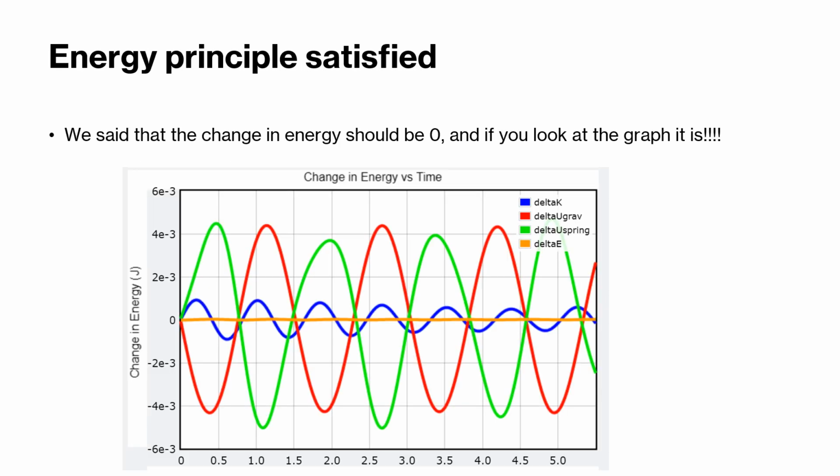Was the energy principle satisfied? Well, we said that the change in energy should be 0, and if you look at the graph, it is. You see the orange line right here is the delta E, which is the change in energy, so that is 0.